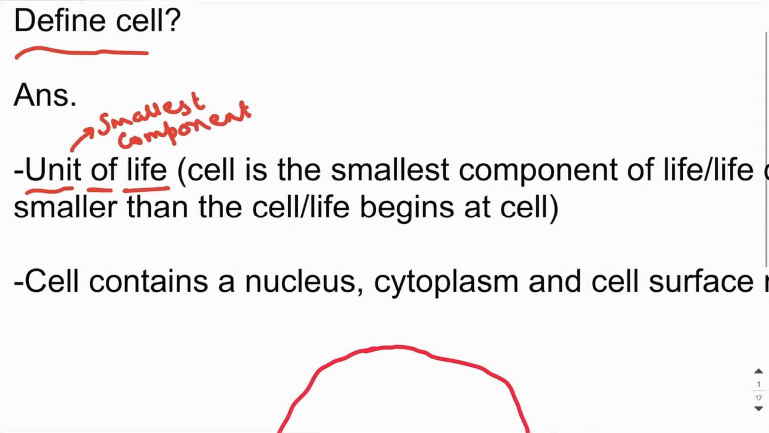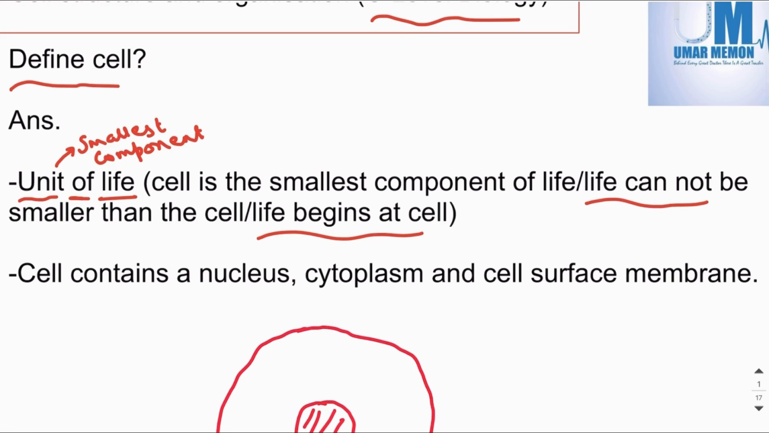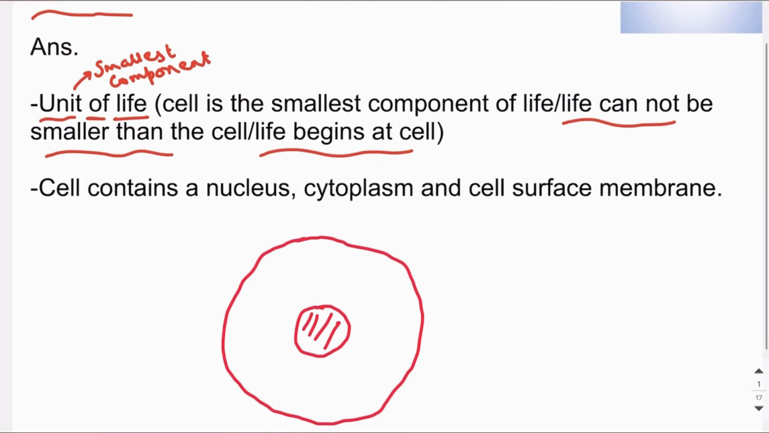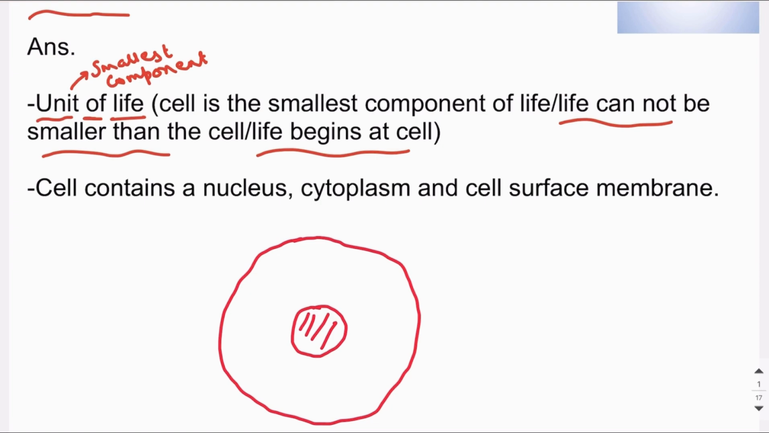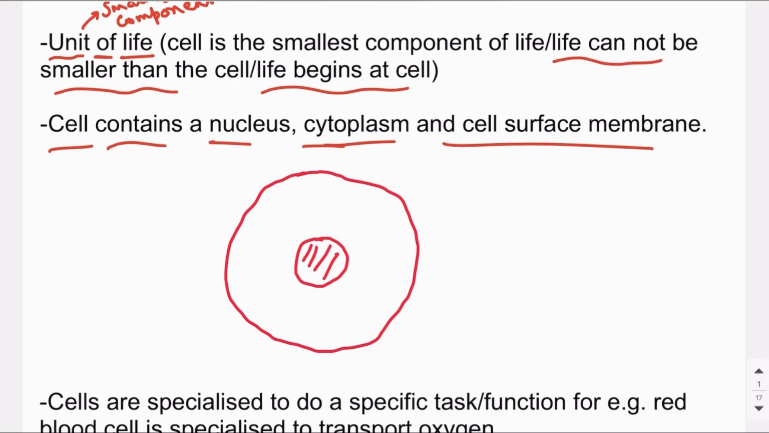And this means that life begins at the cell. Life cannot be smaller than the cell because life begins at the cell, and the cell is itself the smallest component of life. If you want to write the definition of the cell for more than 1 mark, you can also mention that a cell contains a nucleus, cytoplasm, and cell surface membrane. This is true for the majority of cells.